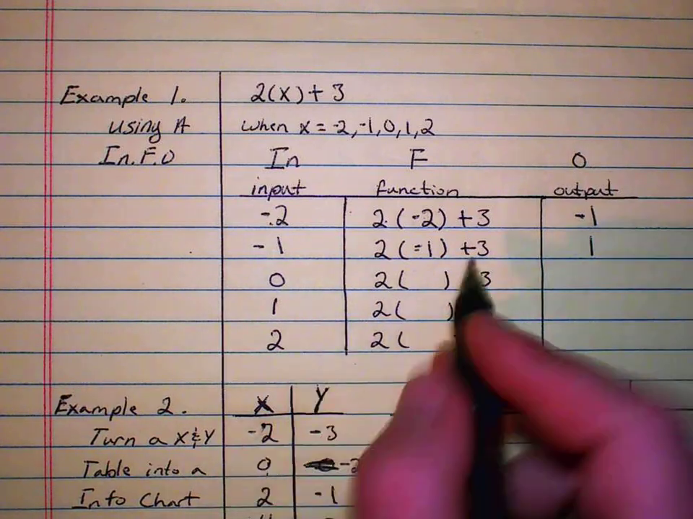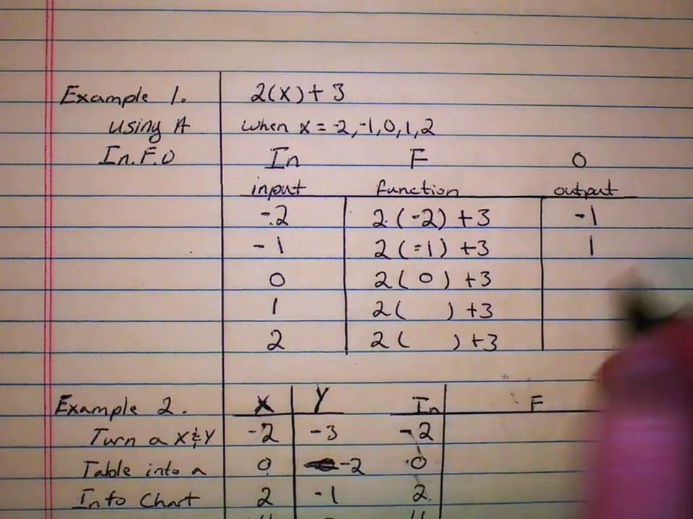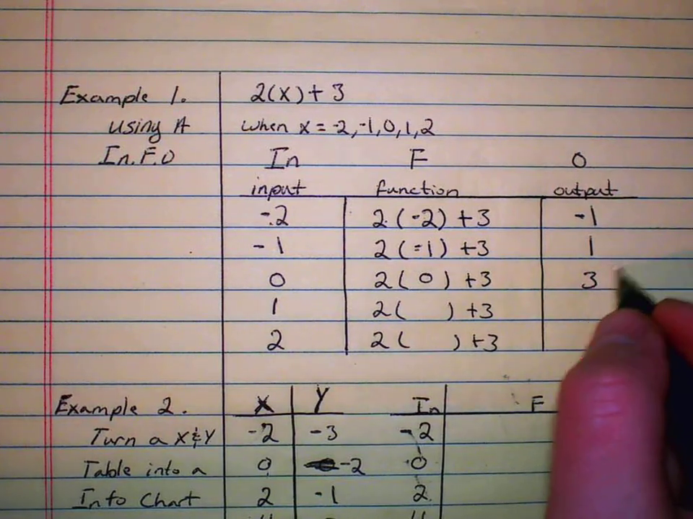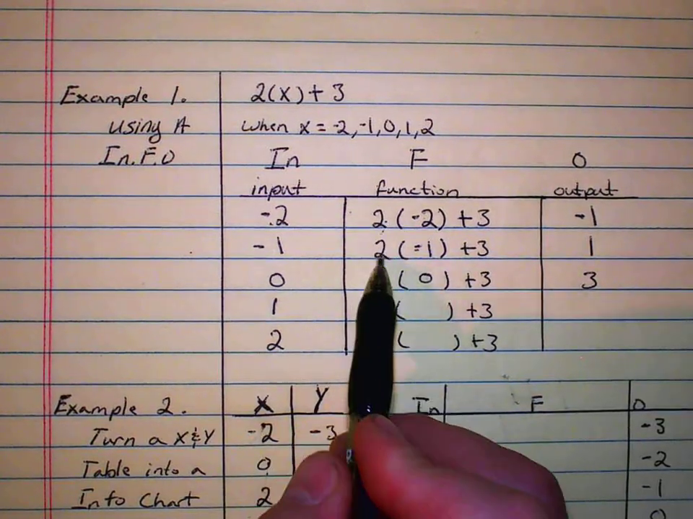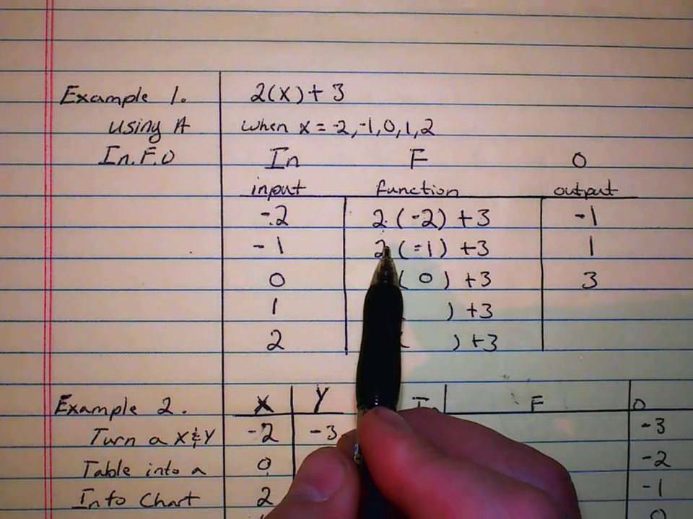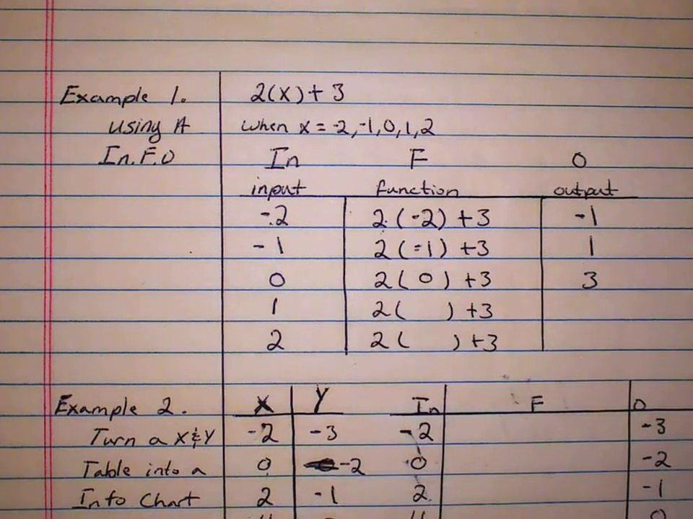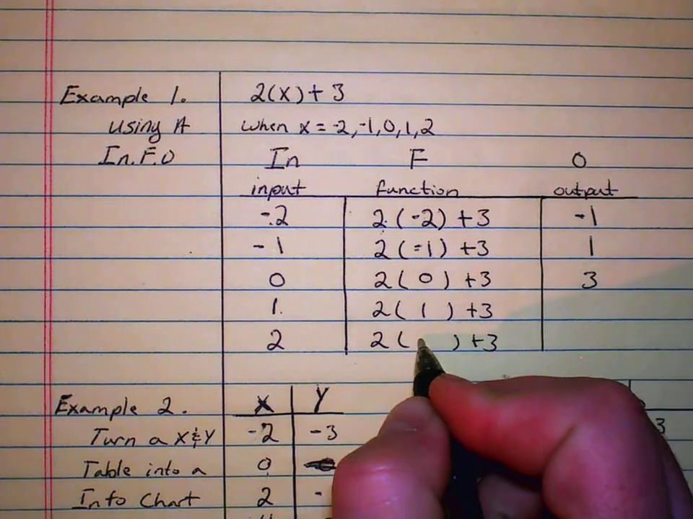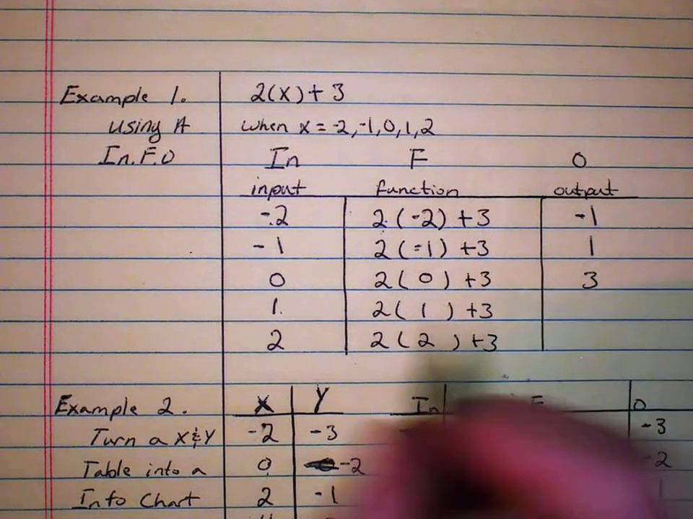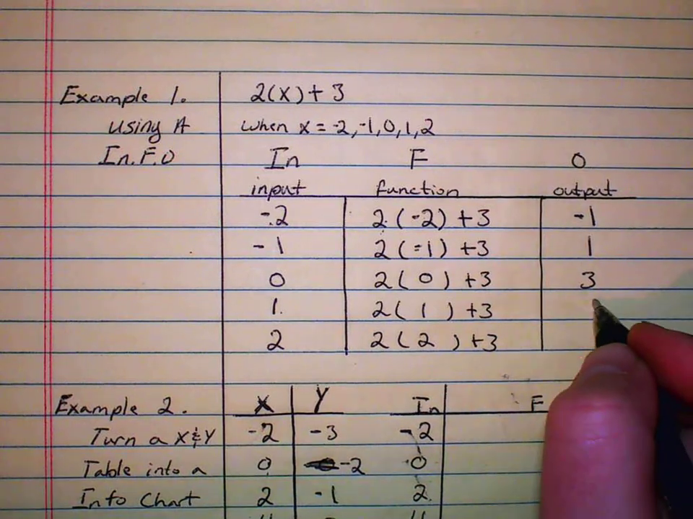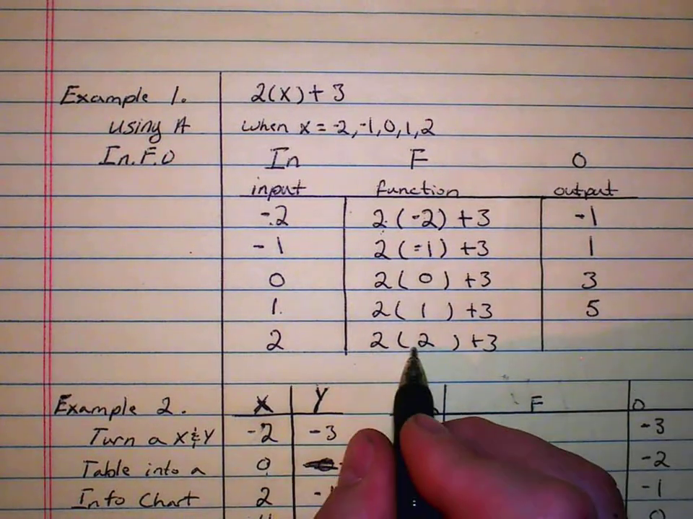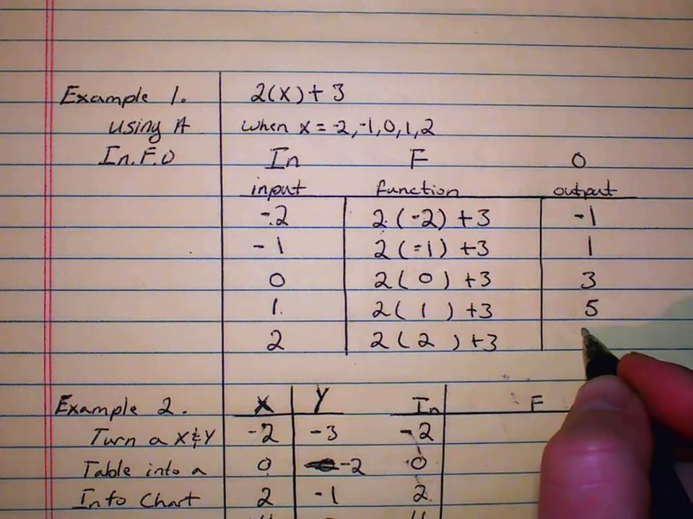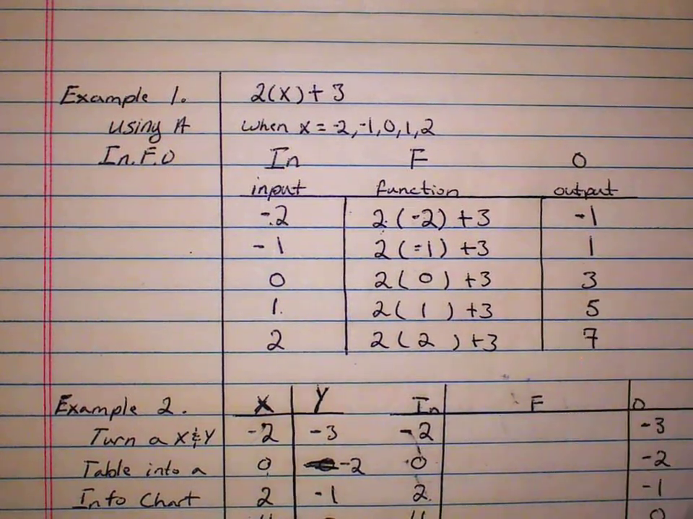Okay? So the next one I put 0. 2 times 0 is 0, plus 3 is 3. Now if you look, the pattern right here is I'm adding 2, which is this portion of the pattern. Again, putting in my inputs, working these out. 2 times 1 plus 3, 5. 2 times 2 is 4, plus 3 is 7.